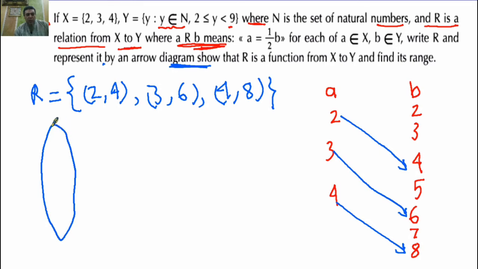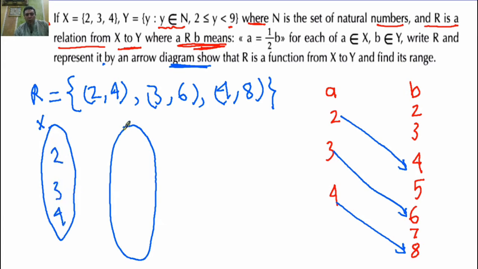This is the set of elements of x and the set of elements of y. X equals 2, 3 and 4. Y equals 3, 4, 5, 6, 7 and 8. The arrows: 2 is connected with 4, 3 is connected with 6, 4 is connected with 8.